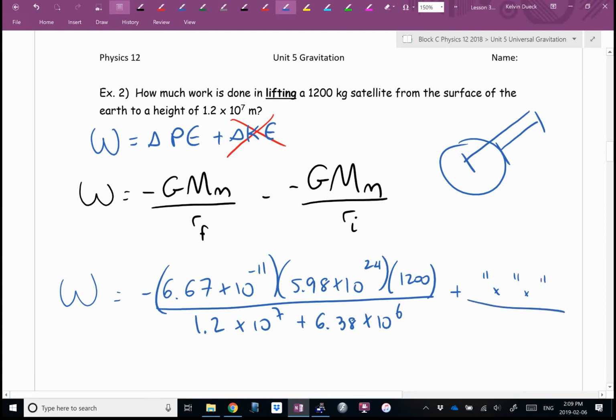Big G, ditto mark, times big M, ditto mark, times little m, ditto mark. All of this is also about the only way that I can fit this on one line. Otherwise, as soon as I go to multiple lines, that's when I also start making dumb mistakes, Maggie. I've learned that about me, so I'm trying to keep this vaguely organized. What's our initial? The surface of the Earth is where we're starting. So 6.38 times 10 to the 6th.